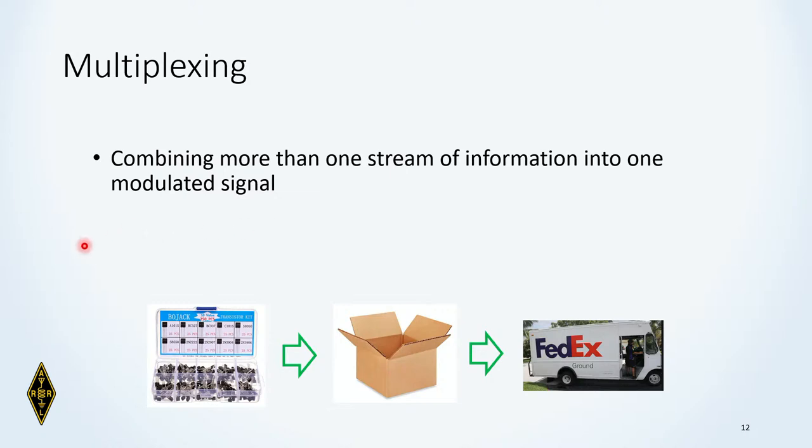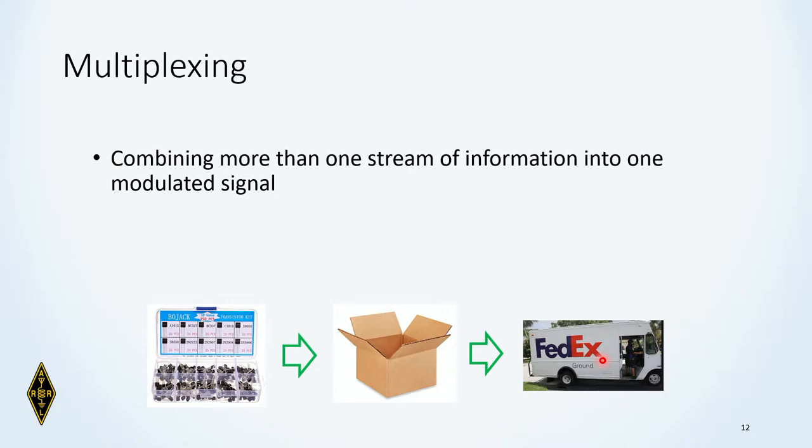Now we're going to jump into something completely different. I don't have one of Gary's completely different slides, so I'll just have to say it. Now, this concept is multiplexing, and it's combining more than one stream of information into one modulated signal. Here I've got a box of transistors, just for illustration. Consider each one of these little bins a separate conversation that's going on. We're going to put those different conversations into a cardboard box. So in this cardboard box, we've got 5 or 6 or 7 different conversations going on at the same time. We'll close up the box, put it on a FedEx truck, and ship the truck across the country.